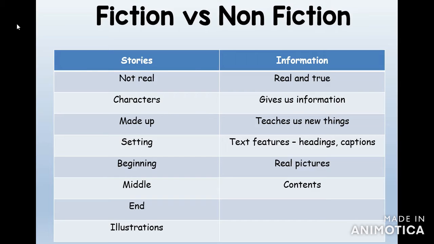An information text is real and true, which means it gives us facts. None of the information is being made up. It gives us information and teaches us new things. It has text features like headings and captions, which we're going to learn all about today. It has real pictures, and it has a contents page, like we said before.